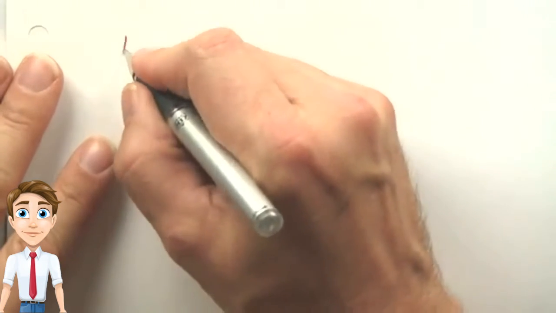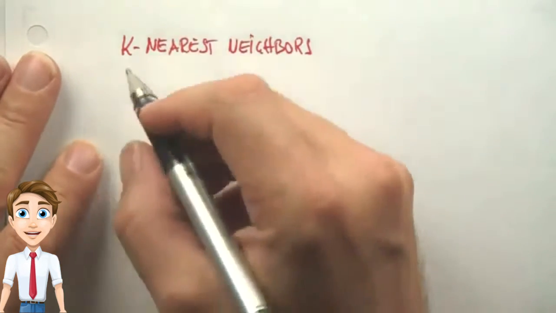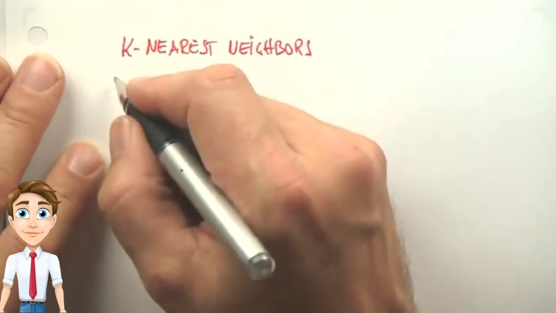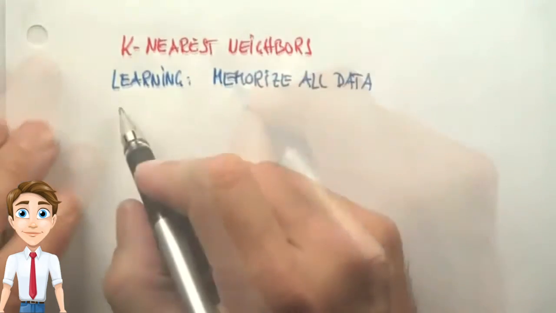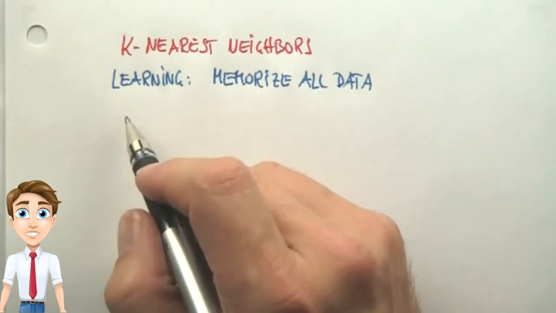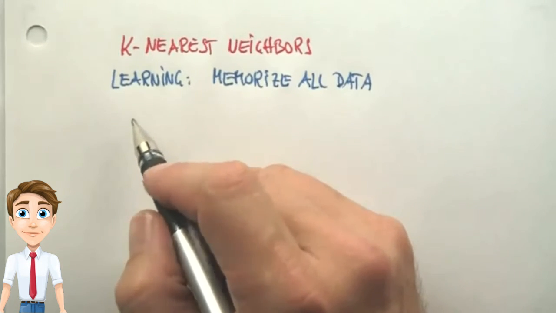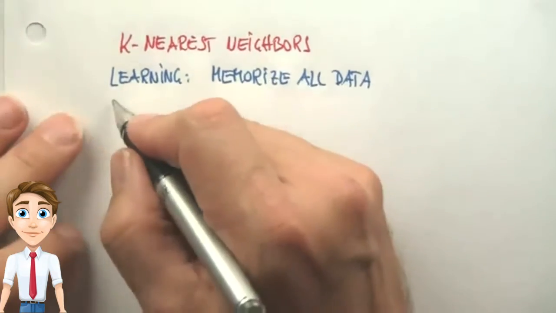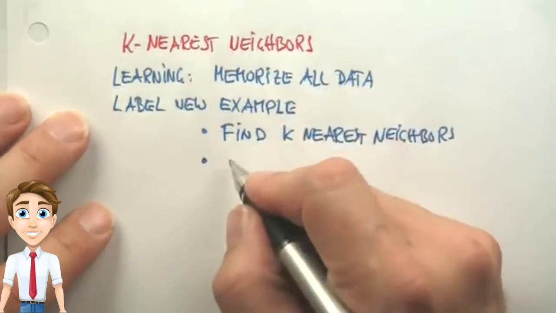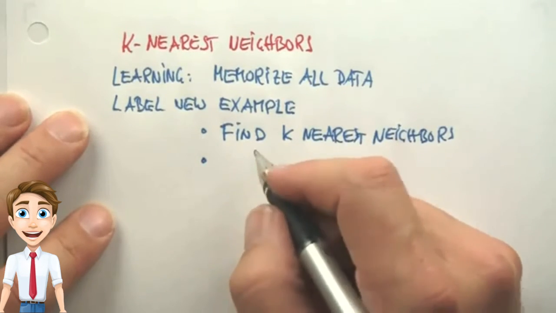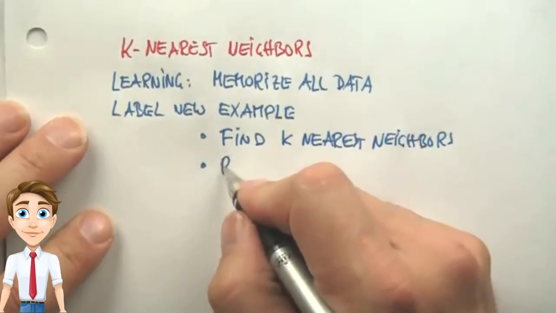So let's define k nearest neighbors. The algorithm is really blatantly simple. In the learning step, you simply memorize all data. If a new example comes along whose input value you know, but which you wish to classify, you do the following. You first find the k nearest neighbors, and then you return the majority class label as your final class label for the new example.